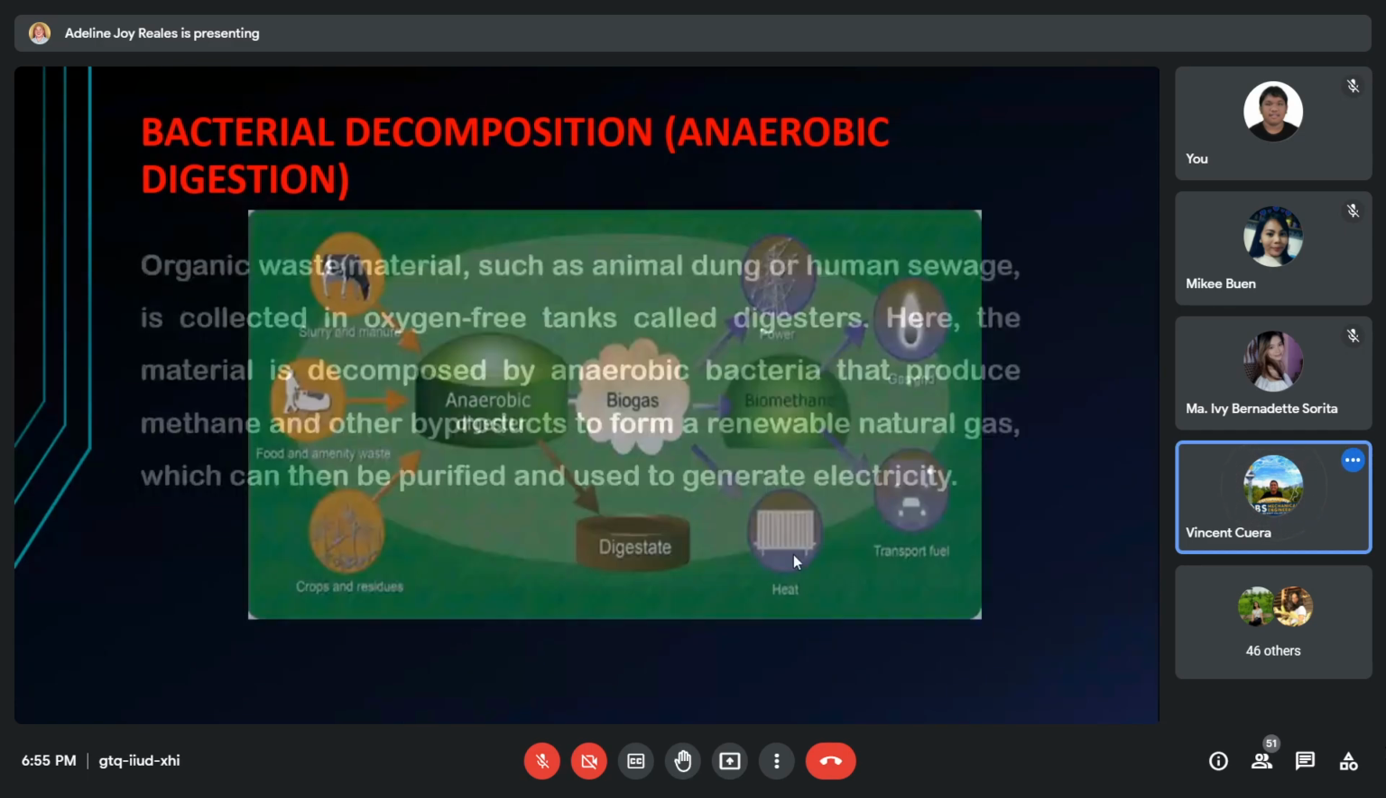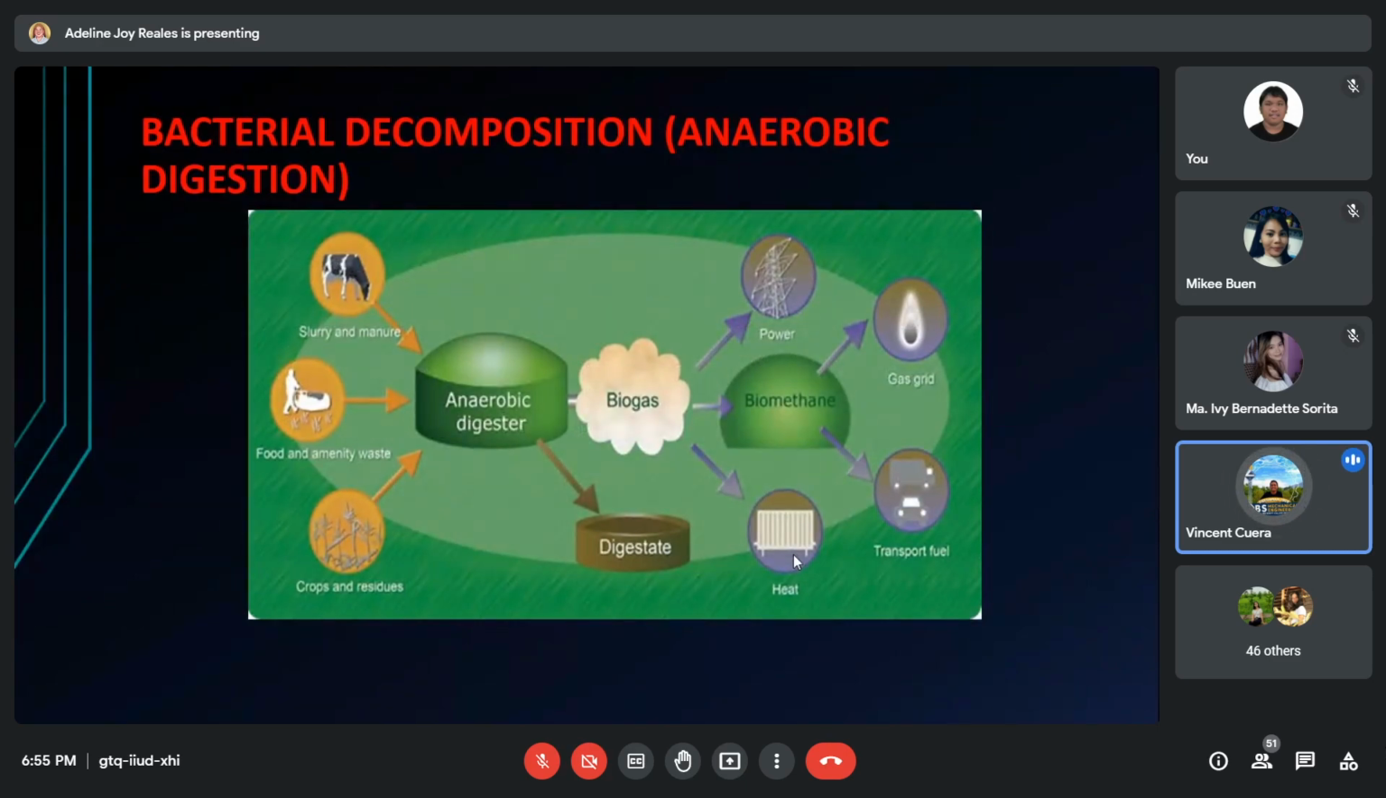So, common biomass po na kinokolekta during bacterial decomposition are human manure po and animal waste. Nilalagay po sila sa anaerobic digester that produces biogas and digestate. Yung digestate po is commonly ginagamit po siya sa mga fertilizer. And the biogas, which we convert to biomethane, will power up the generator that produces electricity, and some are fuels po.